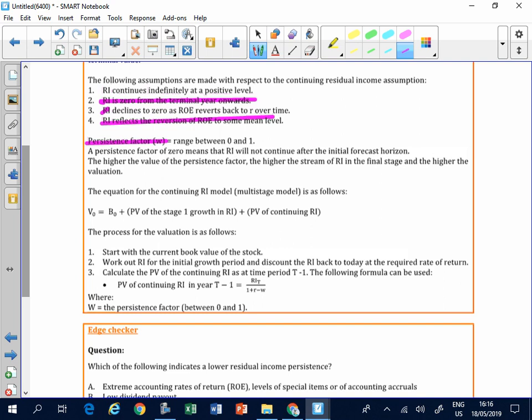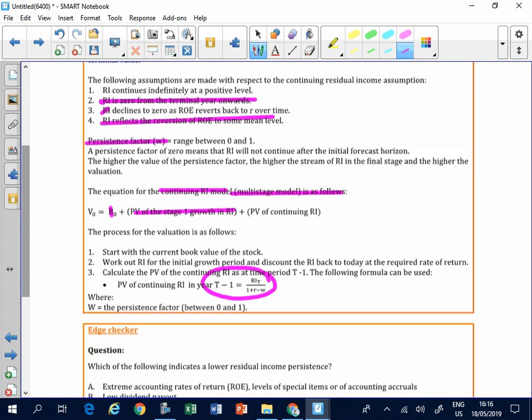So the equation of the continuing residual income multi-stage model is as follows: book value today. It's always starting with the book value today, plus the present value of stage 1, plus the present value of continuing. Guys, you've seen this before. It's like a 2-stage dividend discount model. So there's going to be a certain phase that's going to grow quickly, and then it's going to normalize into a mature company. Okay, and this is the present value of that, what you're going to exit it at, the continuing residual income valuation.